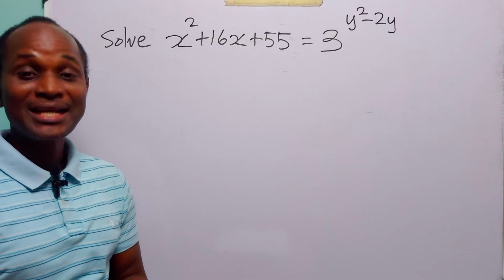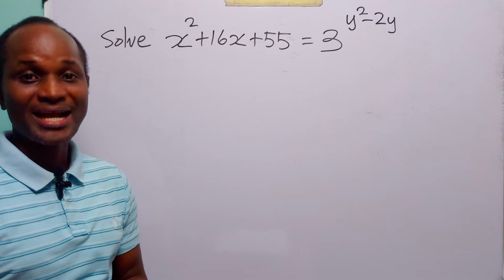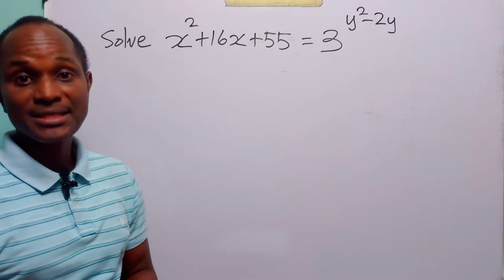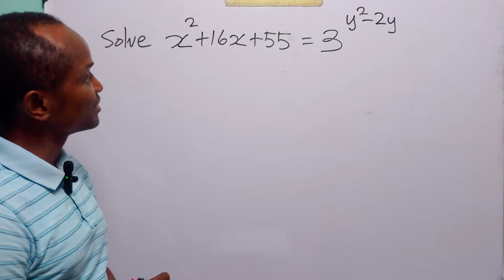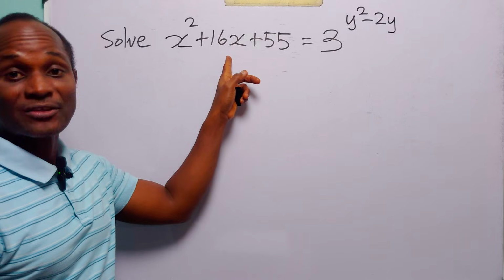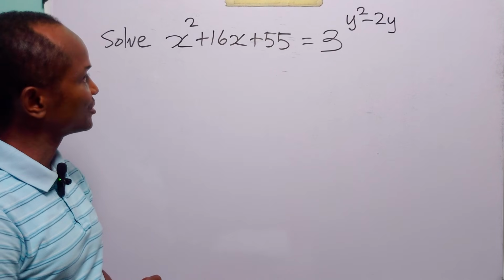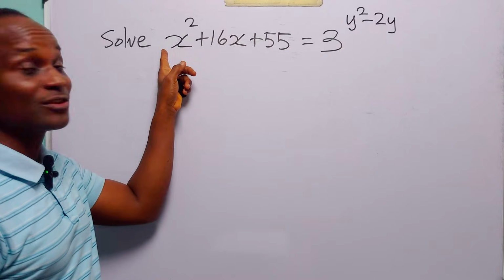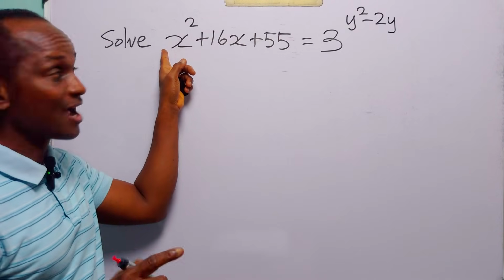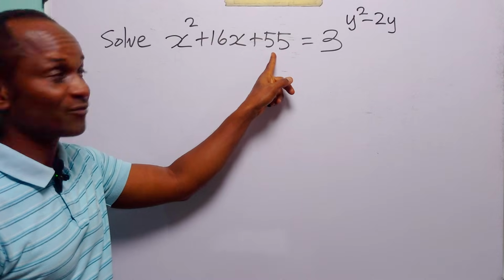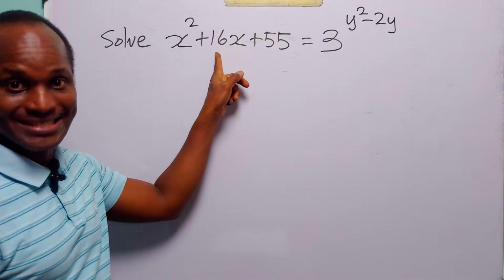Hello and welcome. In this math tutorial, our task is to find the integer values of x and y that satisfy this equation. To solve this problem, we are going to start by factorizing this quadratic expression on the left-hand side of the equation. Now, since the coefficient of x squared is 1, all we have to do to factorize this is to find the factors of 55 that add up to 16.